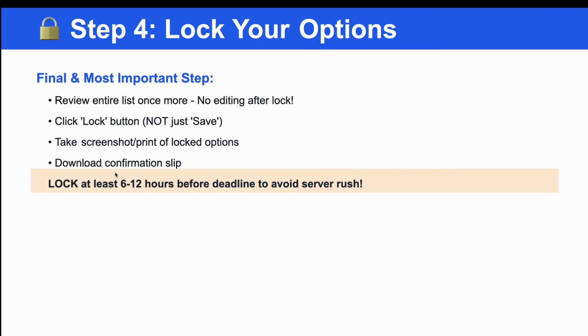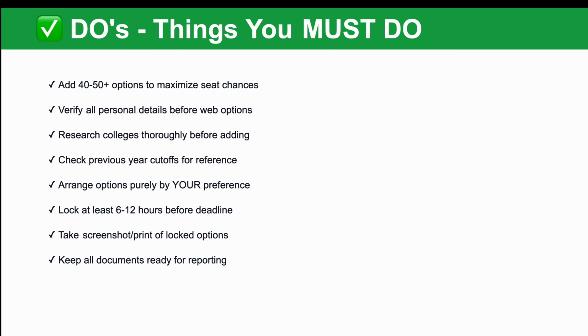See, I suggest you lock your entire web options on 21st or 22nd August. If you're completing on 21st, then at night at any time, but on 22nd do that as soon as possible, in the morning itself. Now what are the things that you must do? First one is add 40 to 50 options to maximize seat chances, and then verify all personal data, because once you lock, you cannot do anything about wrong details.